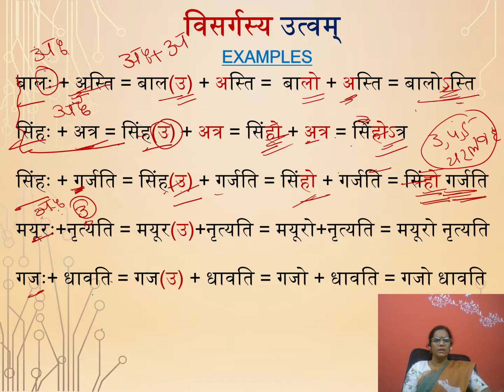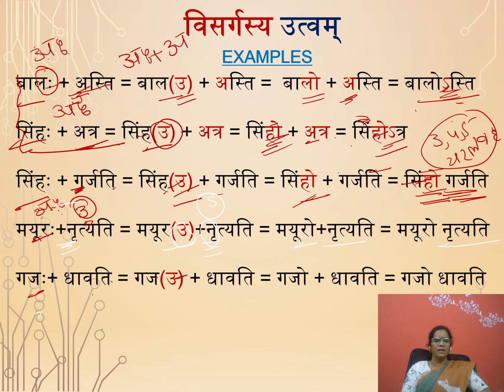Next one, Mayuraha Nrityati. Ended with Aha. The next word, Nrityati, started with na. In this, what is the first letter? Na. So in Mayuraha Nrityati we got na. This na is Tavarga's fifth letter, right? So here, before Visarga A is there, and Tavarga's fifth letter is there. That means a soft consonant is there. So in the place of Visarga we got U, Mayura plus U, Mayuro. Nrityati remains the same only. Right?